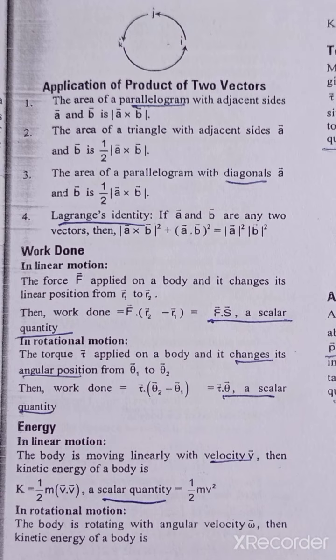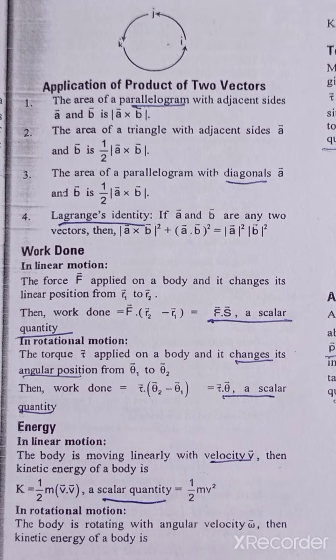There is an identity called Lagrange's identity. If A and B are any two vectors, then modulus of A vector cross B vector squared plus A vector dot B vector the whole squared is equal to modulus of A vector squared into modulus of B vector squared. Some examples we will discuss.